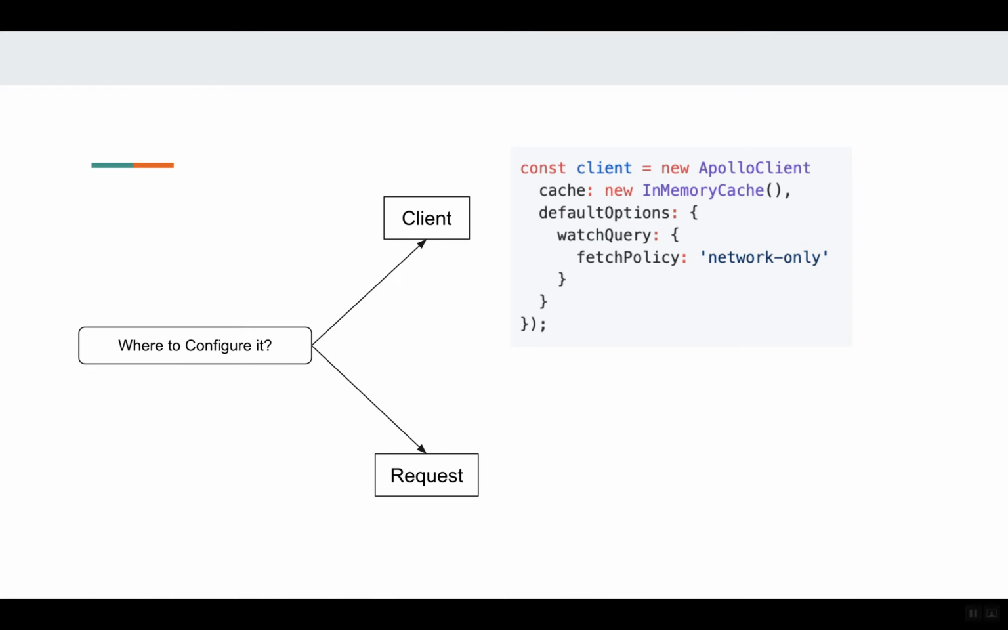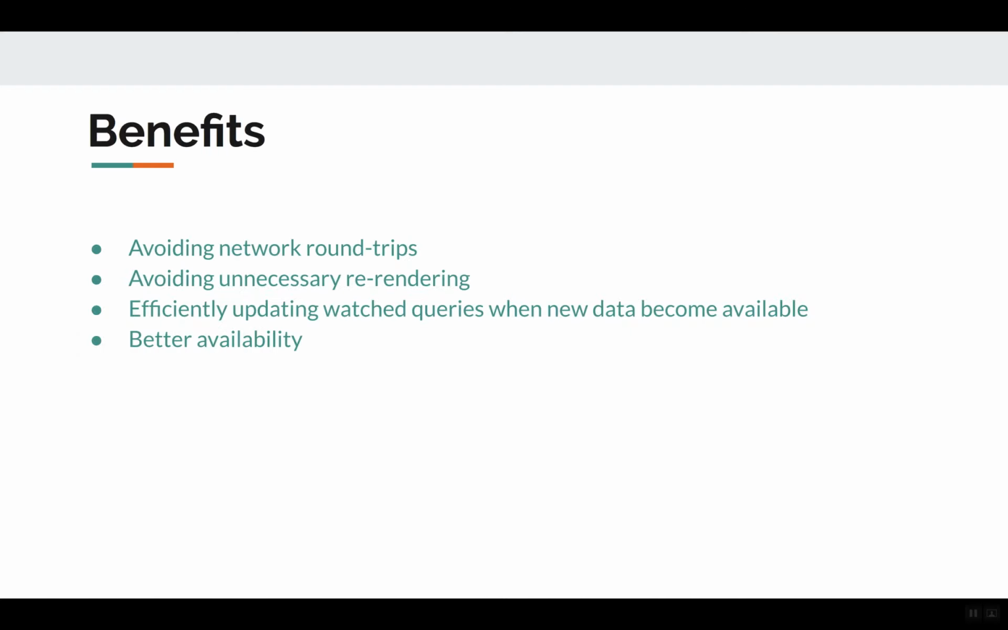What are the benefits we got out of this? So there are no extra round trips. There is no unnecessary re-rendering on the browser. So it gives more performance on the browser side. Then if there is any update on the cache, by default your query components which are using this cache will be updated. So you don't have to manually go and update. When there is an update in the cache, your query component, your UI, will automatically be updated out of the box.